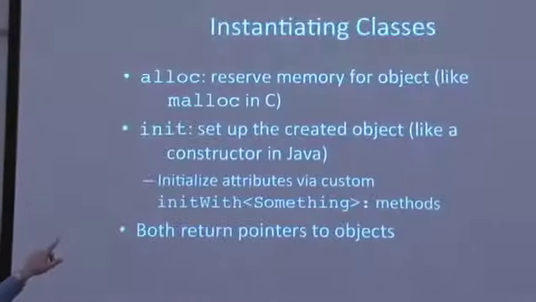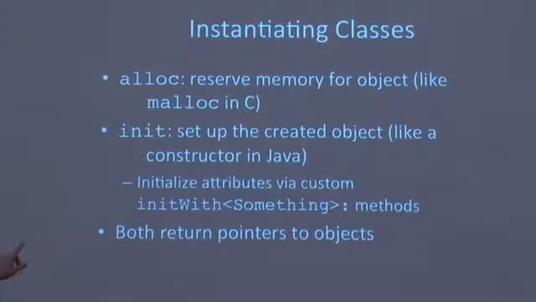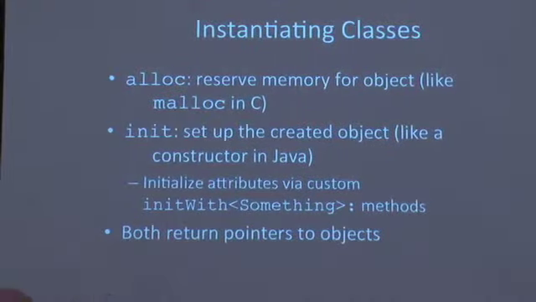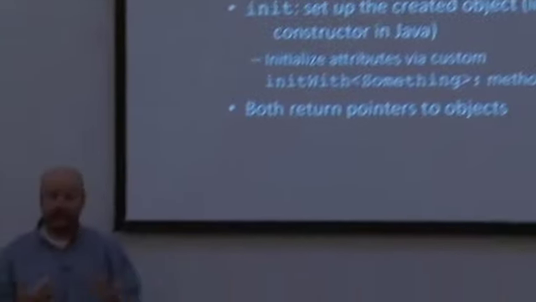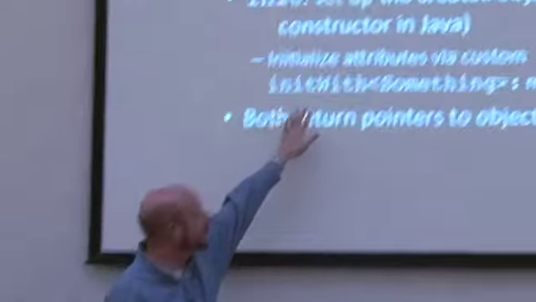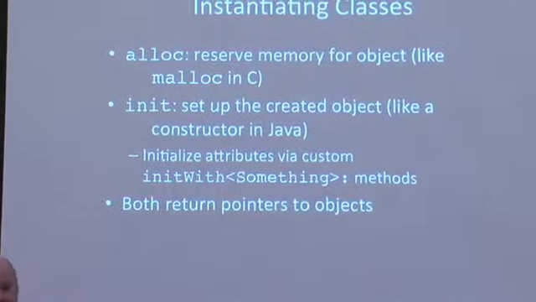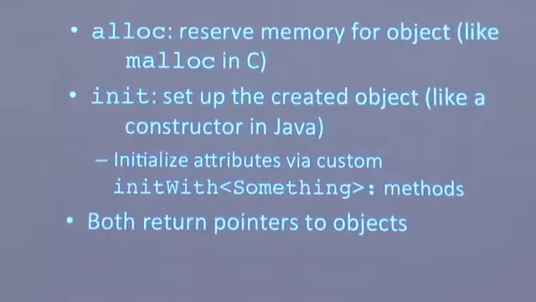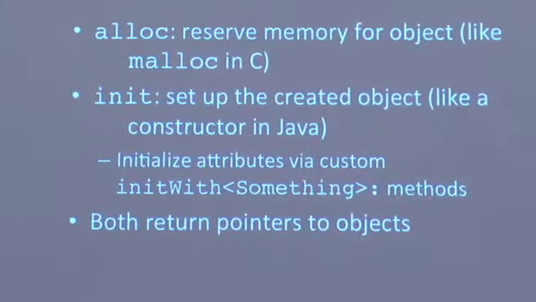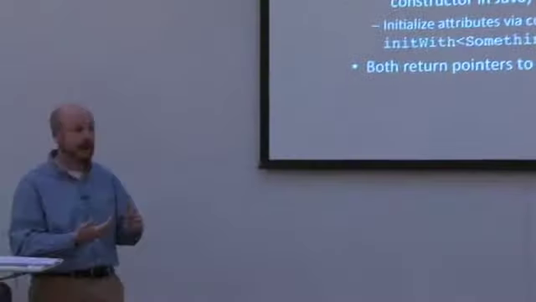The other thing you'll do, as I mentioned, is initialize it. Sometimes you'll see just a bare init, which will be a generic initialization. Sometimes you'll see this init with something syntax. So in class, we looked at the student class, and we said init with name and age. And you can pass in those parameters as part of the initialization. In either case, it's going to return a pointer to the object if the object was successfully created.